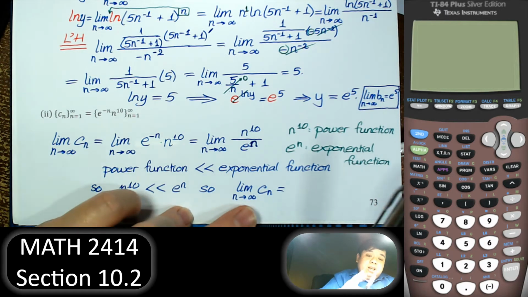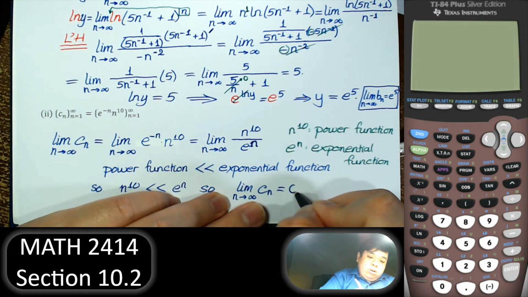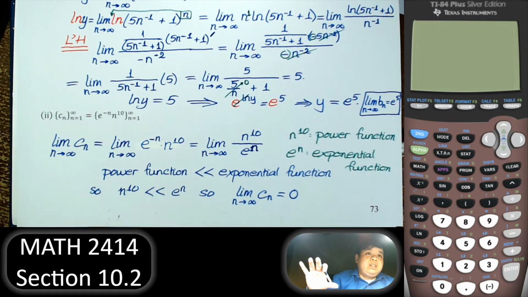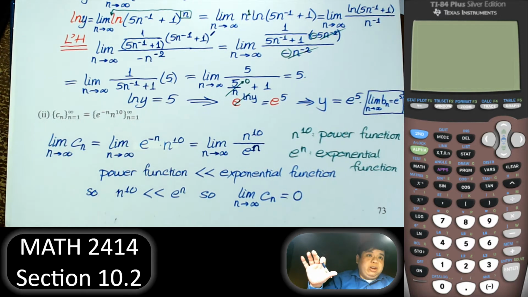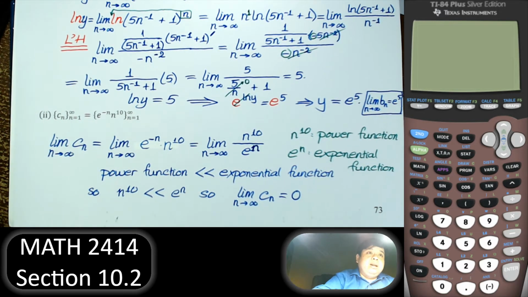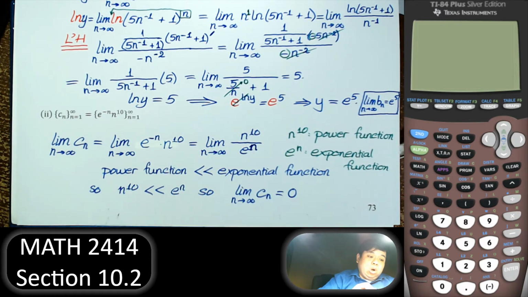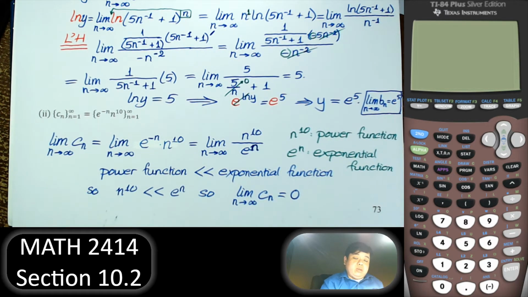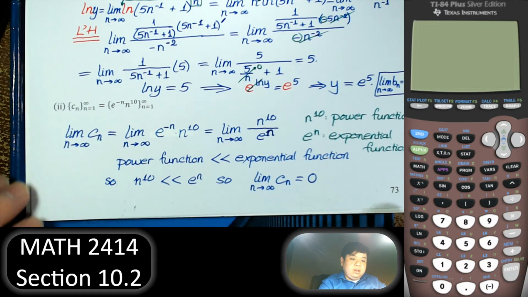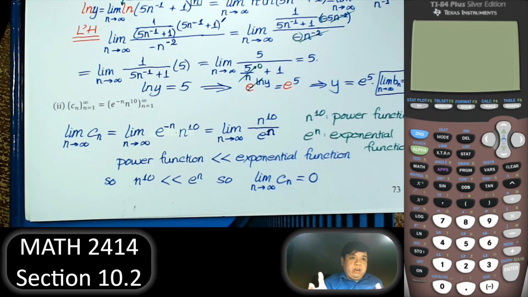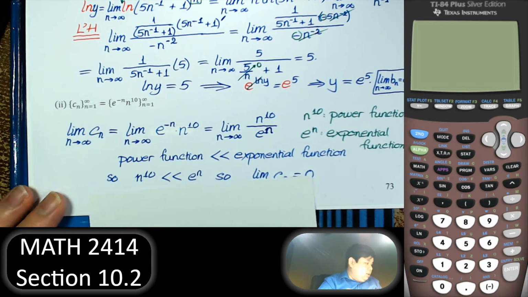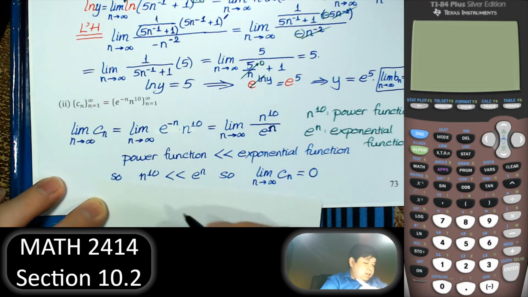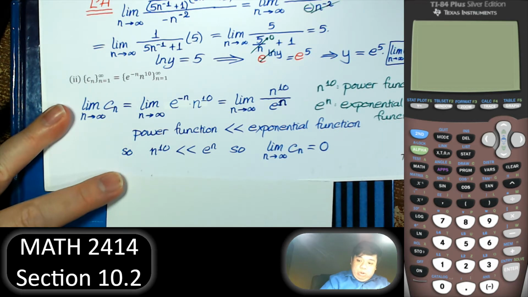So in which case we say this goes to 0, because the bottom goes to infinity too fast compared to the top. If the top goes faster to infinity, the whole thing goes to infinity. But this time the bottom, e to the n, goes faster to infinity because the exponential function goes to infinity faster than the power function. So let's just write this out because we will use this later.